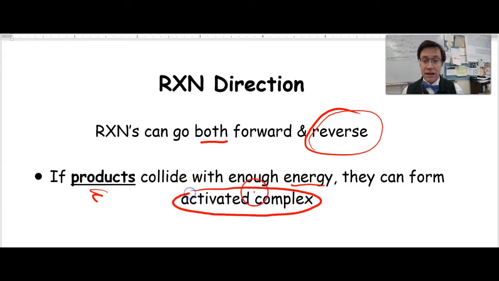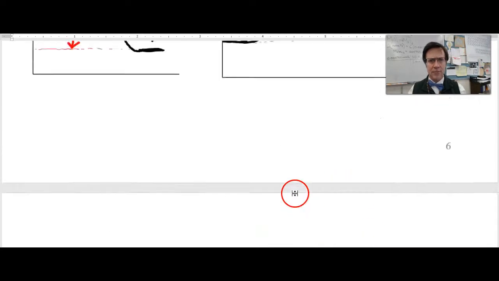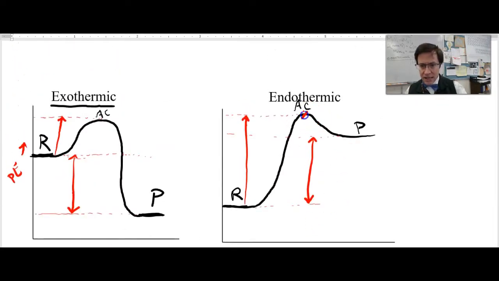So if they're lined up right and they have enough energy to create the activated complex, well, guess where you end up? You end up right here. And so it's possible to start at the products, make the activated complex, and land down where the reactants are. That is absolutely possible. And when that happens, we get a different kind of activation energy.